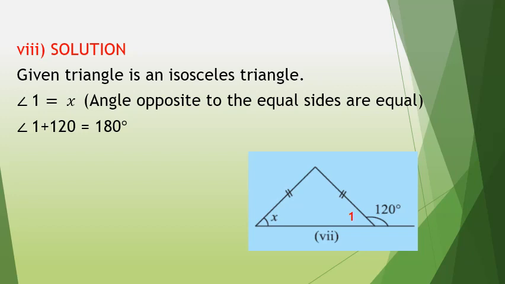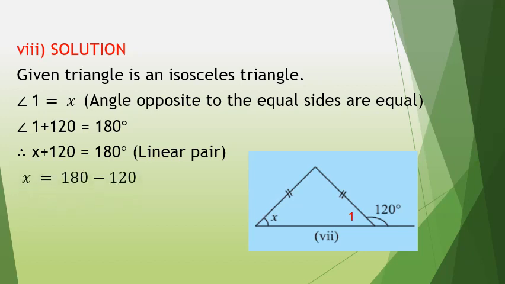Substitute the value of angle 1 over there. So we get x plus 120 equals 180 degrees, or x equals 180 minus 120, that is equal to 60 degrees. Hence the measure of x is 60 degrees.